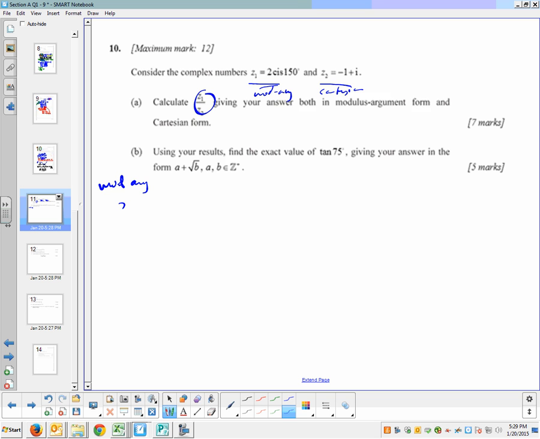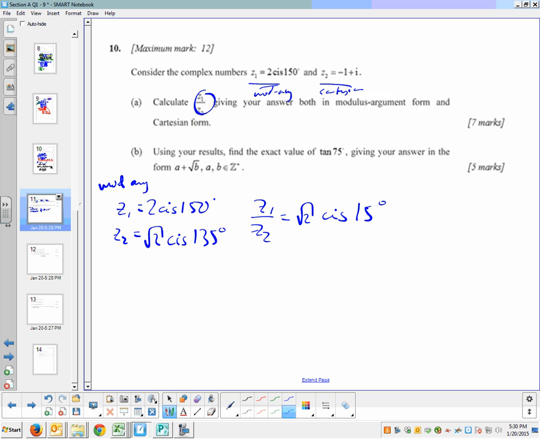So what you do, you get Z1 is 2 cis 150. You're told so. Firstly in mod arg form, and you can work out what Z2 is in mod arg form, which is root 2 cis 135. You do that division. So cis 15 degrees. And that's the mod arg bit done.